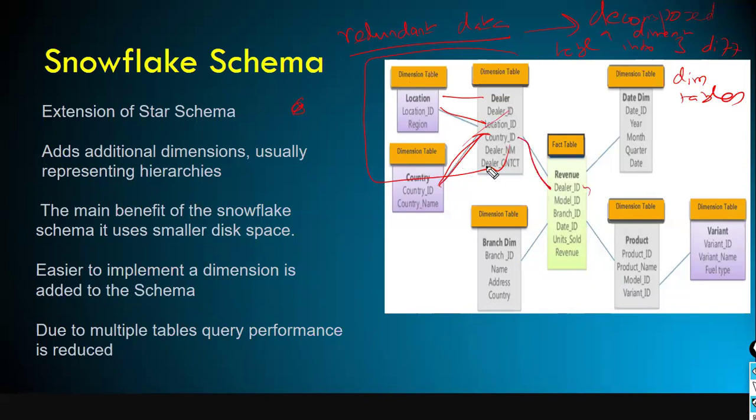Rather, if you have all these 3 tables' data put together and available in a single dimension table, you don't need to join multiple tables, right? But here in the Snowflake schema, to address the redundant data issues, they split that.